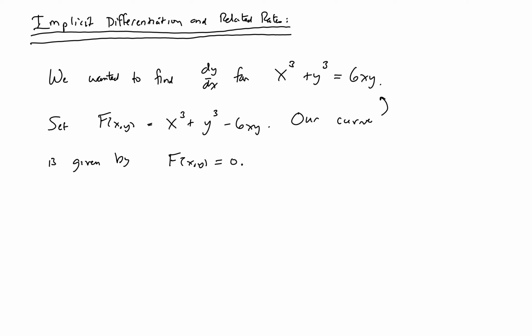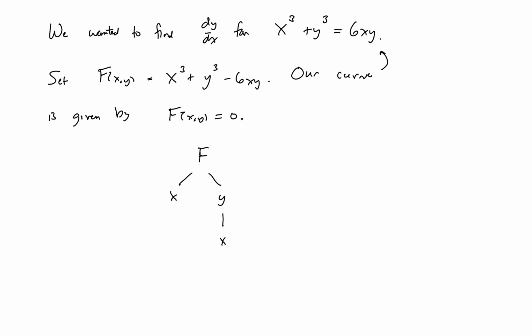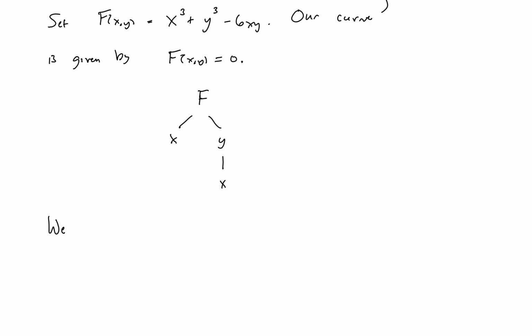Now the way we found the dy dx was we used chain rule and we said f is a function of x and a function of y, and y is still a function of x. This can be somewhat confusing though, because we specifically said we can't represent the curve as y is equal to f of x. So how does this part here make sense then?